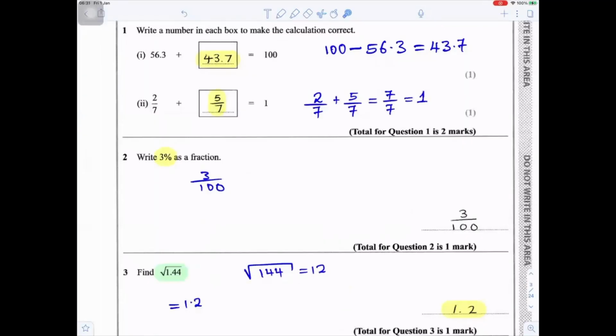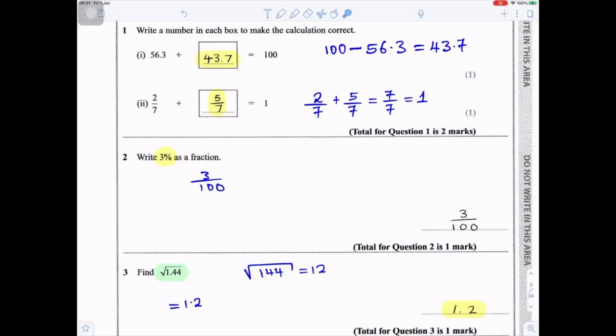Write a number in each box to make the calculation correct. So we want the inverse of plus, which is minus. So we take this to that side. It becomes 100 minus 56.3. That gives you 43.7. So 43.7 is what you have in the box. 56.3 plus 43.7. So you're using inverse operation. The inverse, the opposite of plus, is minus.